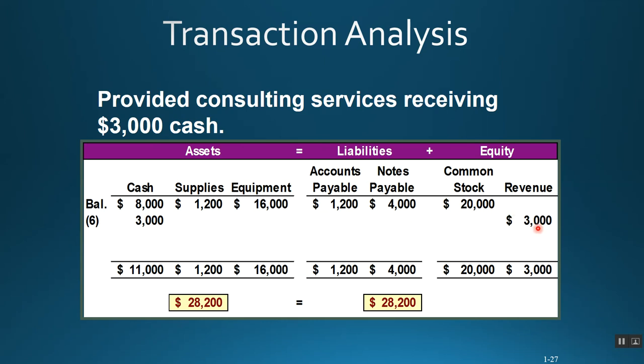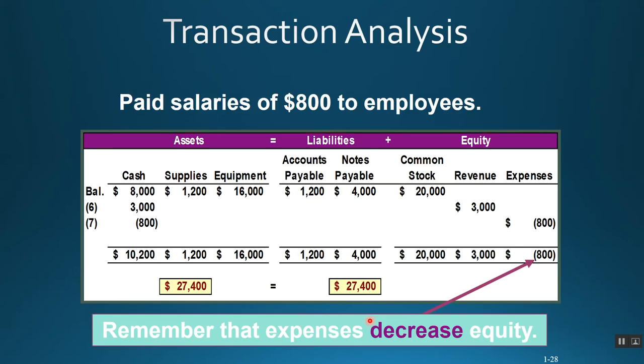Revenue is an account that always will show us what we earned for that time period. So it's always increasing, okay? And so we balance out at $28,200. Then we have paid salaries of $800 to employees. So money's going out. We got to pay our employees. They worked. So cash is decreasing. So that's one of the accounts. The other account is expenses. We paid them.